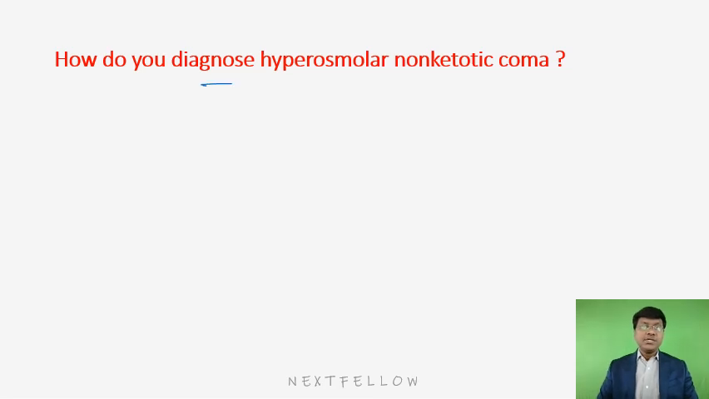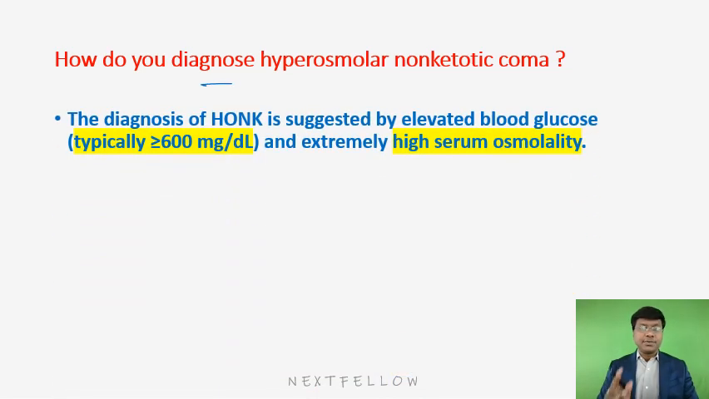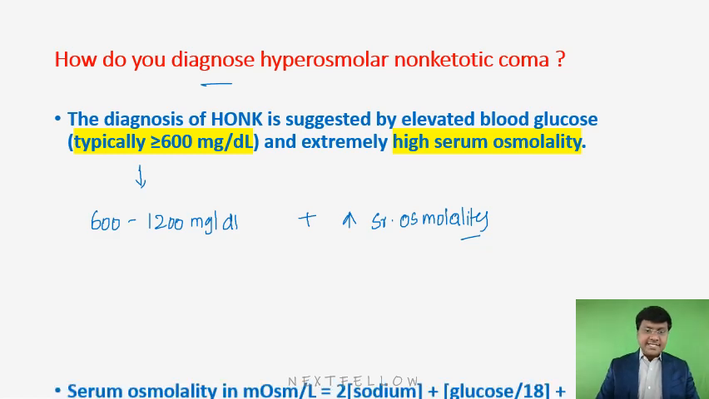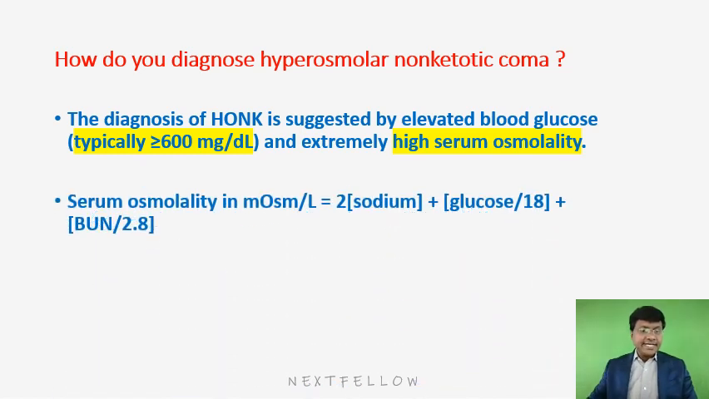How do you diagnose HONC? First and foremost, the blood glucose levels are very high, in the range of 600 to 1200 milligrams per deciliter. Along with that, there is high serum osmolality. And in these individuals, the ketone bodies are negative.